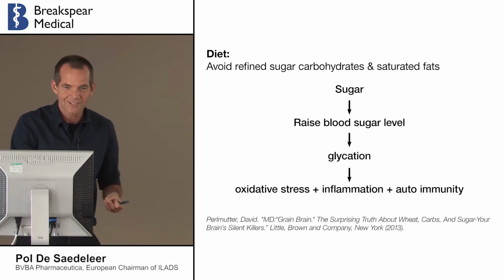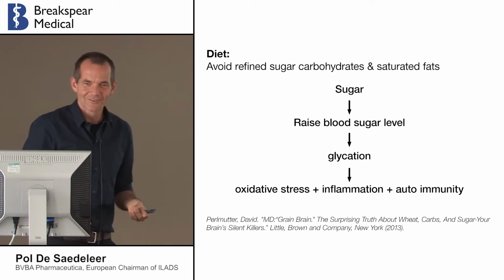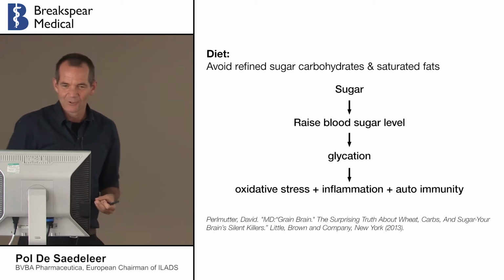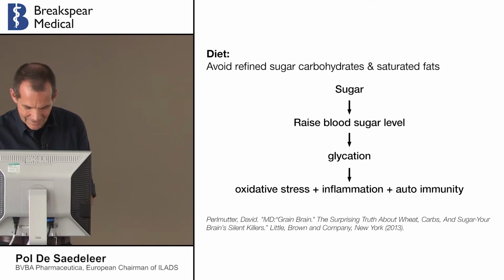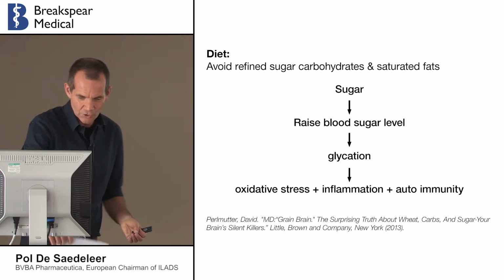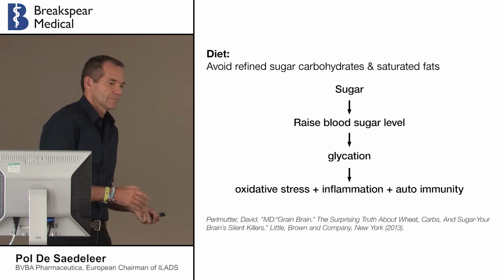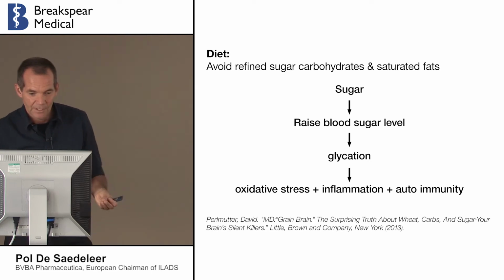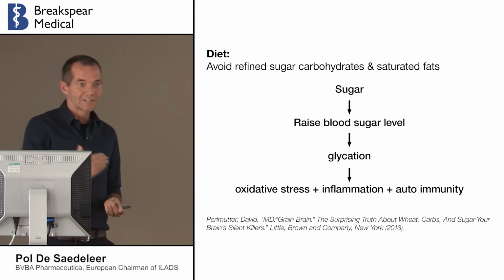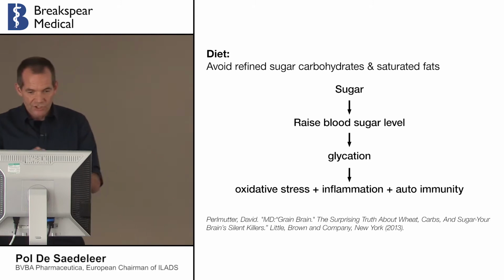Diet. So I think it's clear that I would definitely consider to avoid gluten. Another kind of food that I always prefer to avoid is sugar. And why sugar? Because just as gluten, it's pro-inflammatory. Sugar raises our blood sugar level, causes glycation, and glycation is linked with oxidative stress, damage, and autoimmunity.